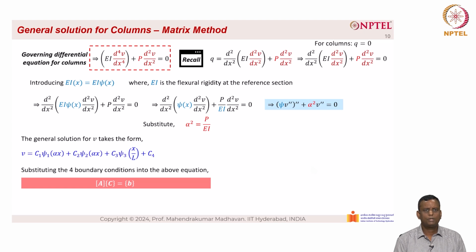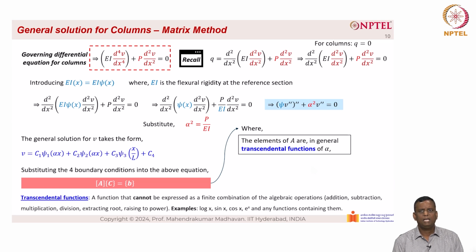Substituting the 4 boundary conditions in the above equation, A of C equal to B, we have this one where the elements of A are in general transcendental functions of alpha. This begs the question, what is a transcendental function? A function that cannot be expressed as a finite combination of algebraic operations such as addition, subtraction, multiplication, division, extracting root, raising to a power.